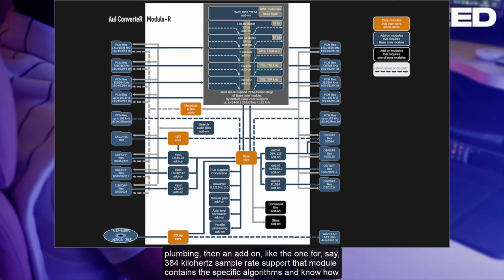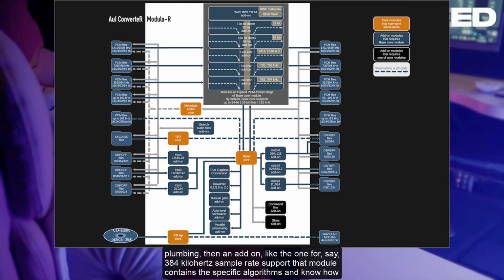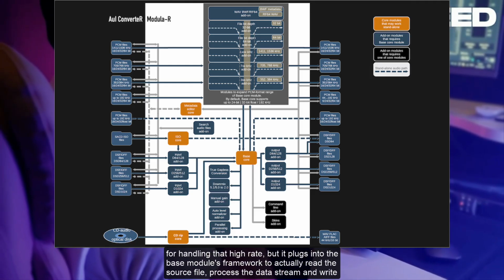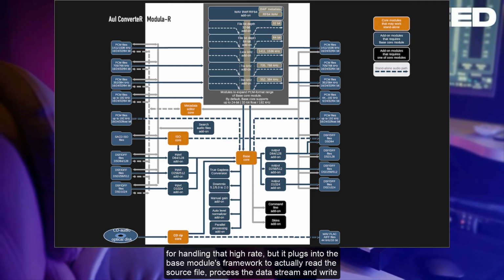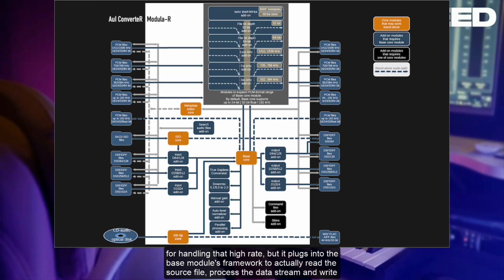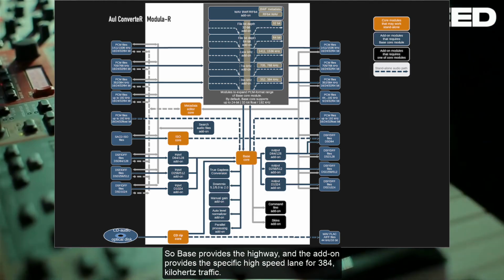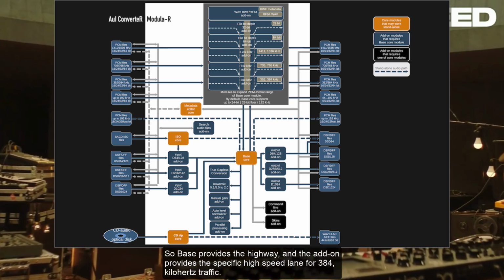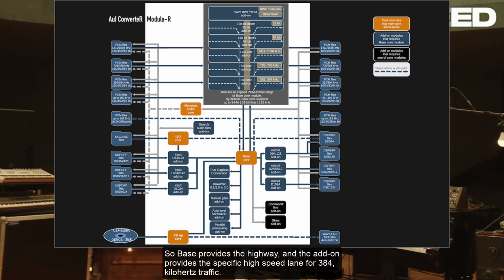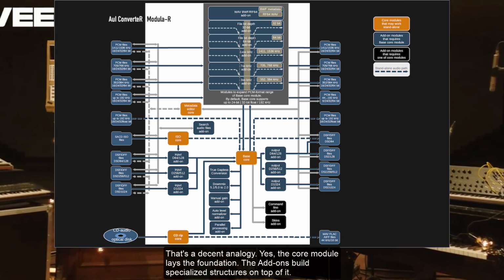That module contains the specific algorithms and know-how for handling that high rate, but it plugs into the base module's framework to actually read the source file, process the data stream, and write the output file. So base provides the highway, and the add-on provides the specific high-speed lane for 384 kilohertz traffic. That's a decent analogy, yes.